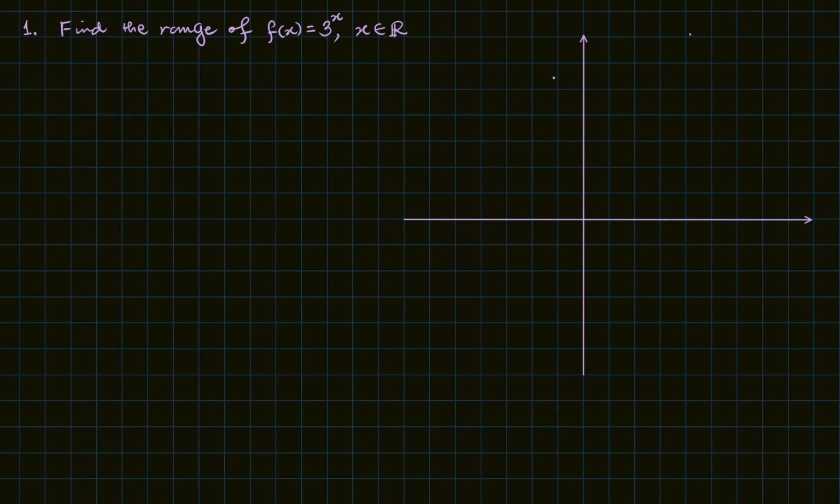So for the very first example, we want to find the range of this function f of x equals 3 to the power of x. But what we need to do is to consider how to sketch this graph. If we know how to sketch this graph, then we could easily state what the range will be. So how do we sketch this graph?